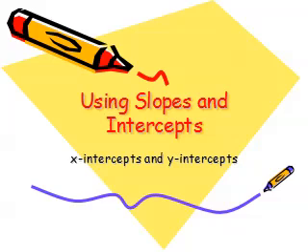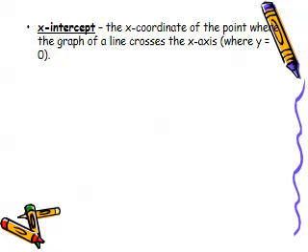Alright, now we're back. We can use slopes and intercepts as well. So we're going to talk a bit about what x-intercepts are, what y-intercepts are, how they're important to us. So first of all, an x-intercept. This is where the line crosses the x-axis. And what's true about all of those points where the line crosses the x-axis is that the y value there will be equal to 0. So anytime the line hits the x-axis, the y-coordinate is going to be 0.